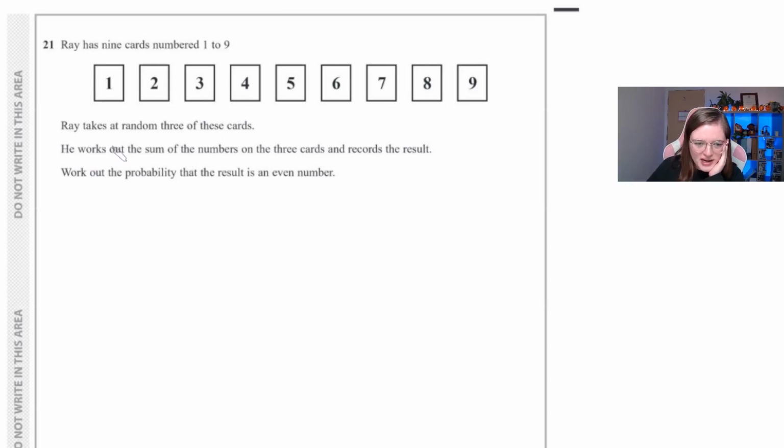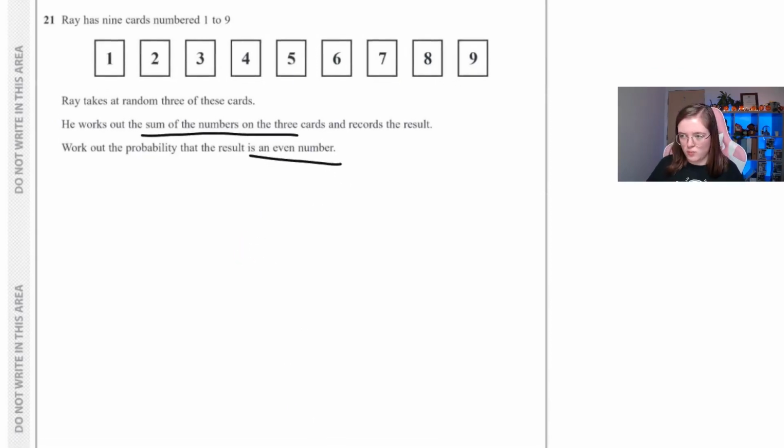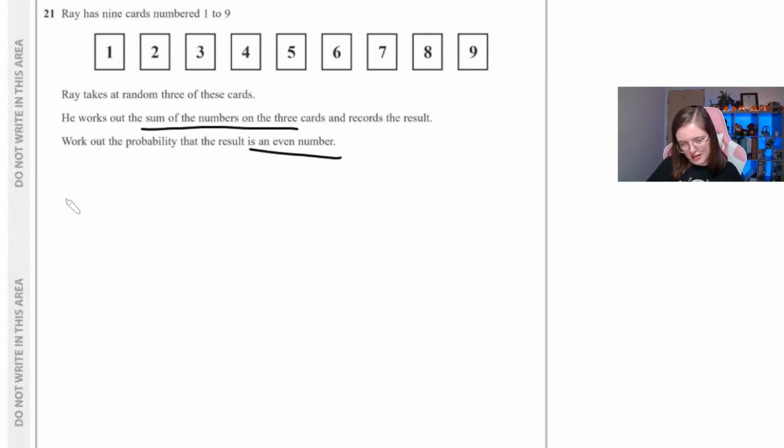So we need to figure out, so he works out the sum of the numbers on these cards, records the result, he wants to know the probability of being an even number. So what could Ray do? Well, he could pick 3 even cards, he could pick 3 odd cards, he could pick an even and 2 odd cards, he could pick an even card and then an even card and an odd card, or an even card and an odd card and an even card.